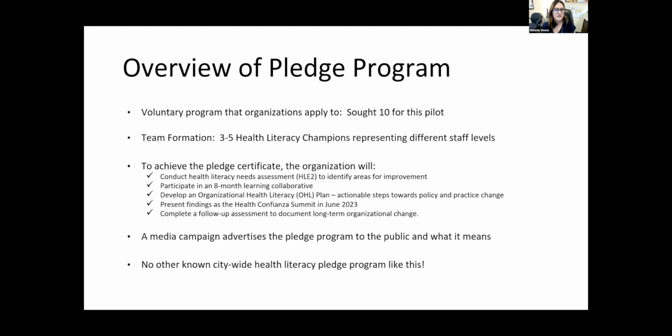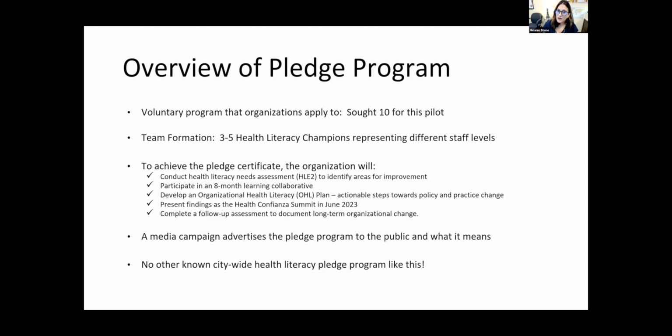So the requirements to earn ultimately your pledge certificate is that the organization would first conduct an internal assessment of their environment. This would be their baseline, so that they would know what areas particularly they were going to focus on for the next phase of the program, which was a learning collaborative, which I'll describe in a minute. So that learning collaborative was going to be an 8-month commitment. Through that process, they were going to develop an organizational health literacy plan, which would have some actionable steps towards changes at their organization, mainly focused on policy and practices.